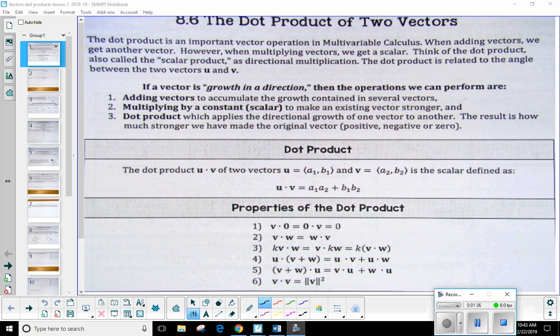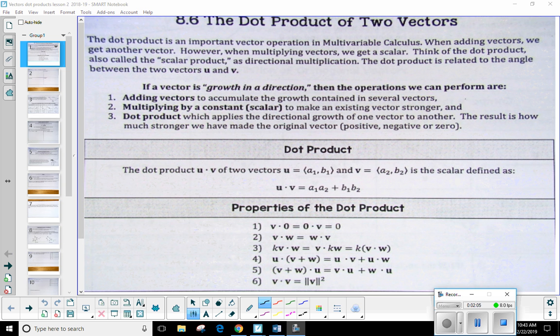Now, if a vector is growth in a direction, then the operations we can perform are, and we've already seen the first two in the previous lesson: 1, adding vectors to accumulate the growth contained in several vectors; 2, multiplying by a constant, which we call a scalar, to make an existing vector stronger; and 3, this is the new concept, dot product, which applies the directional growth of one vector to another. The result is how much stronger we have made the original vector, positive, negative, or 0.